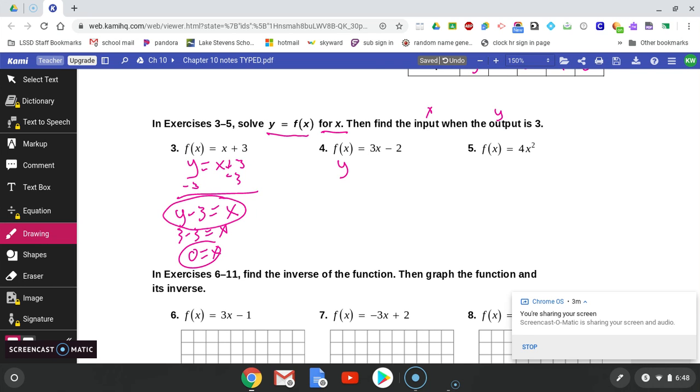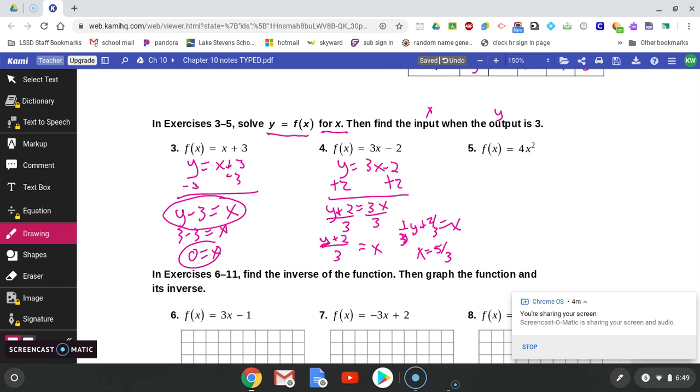Okay, so number 4, I replace f of x with y. Now I want to get x by itself. So I'll add a 2 to both sides. And then to get x by itself, I need to divide by 3. So I get x is equal to y plus 2 over 3. If you wrote it as 1/3 y plus 2/3, that's the same thing. So either one of those is okay. And then if I solve it when the output is 3, I'll plug in a 3 for my y. So I'd have 3 plus 2 is 5, so I would get x is 5 over 3.